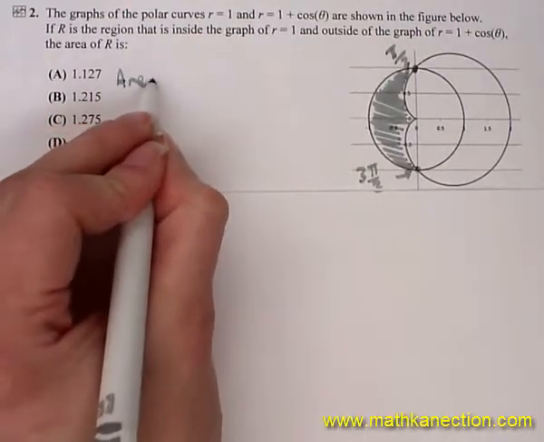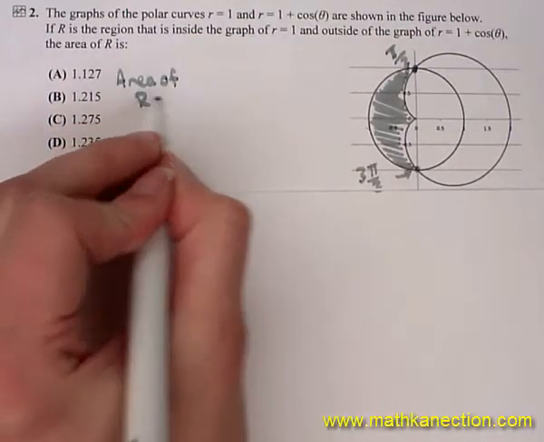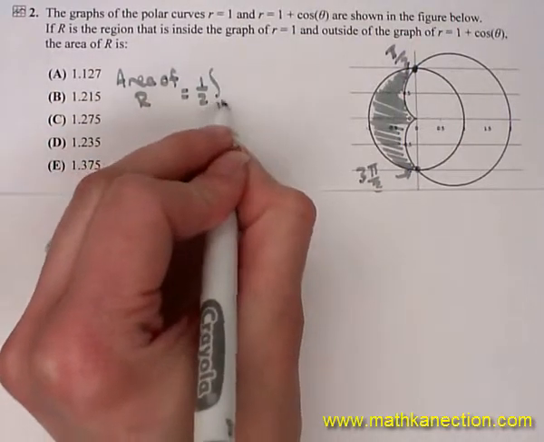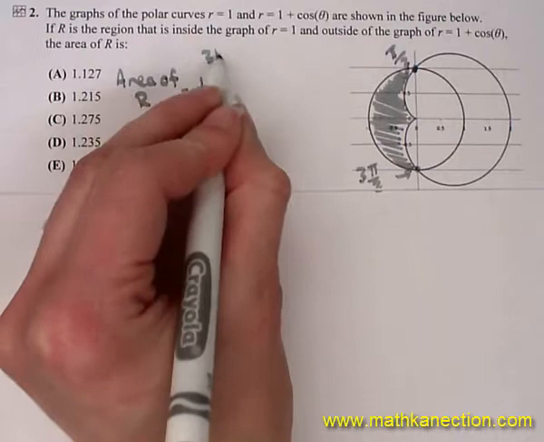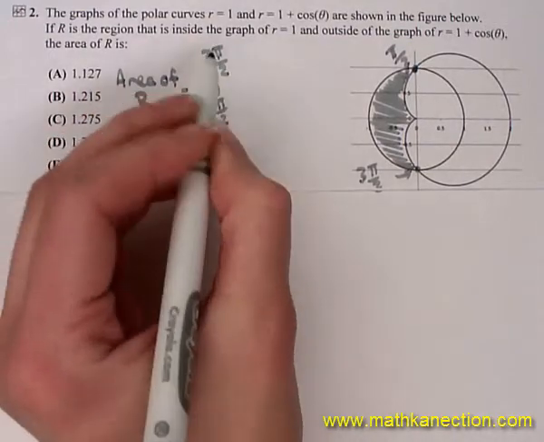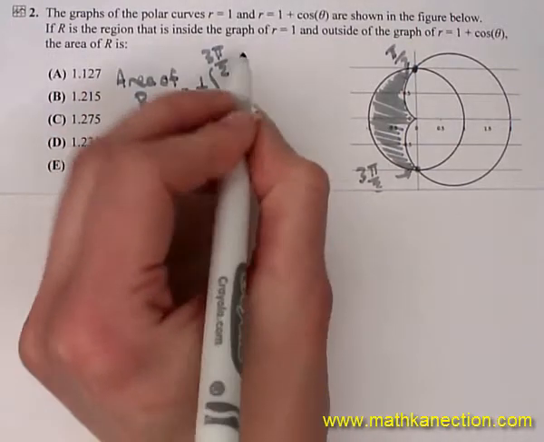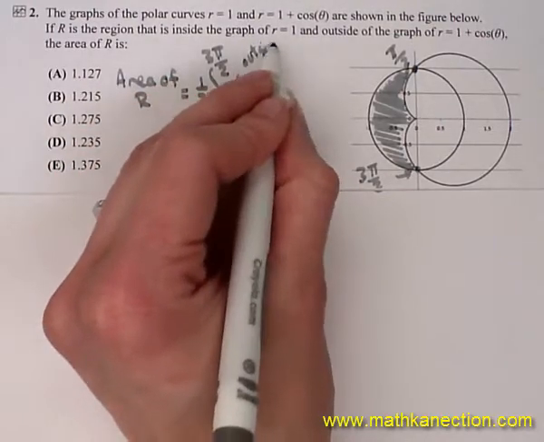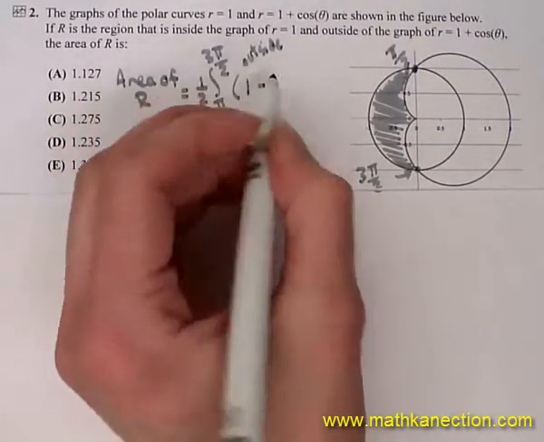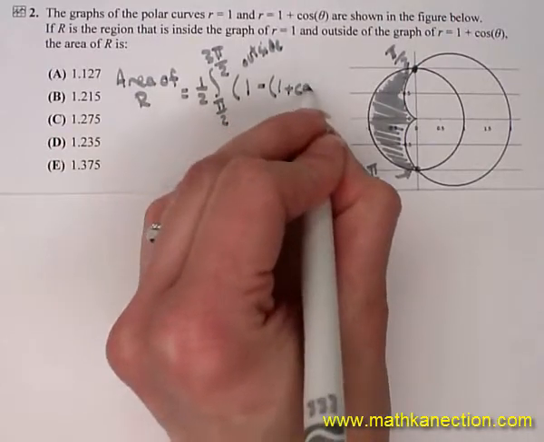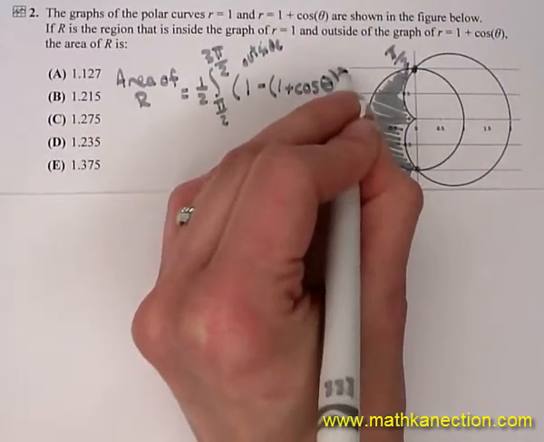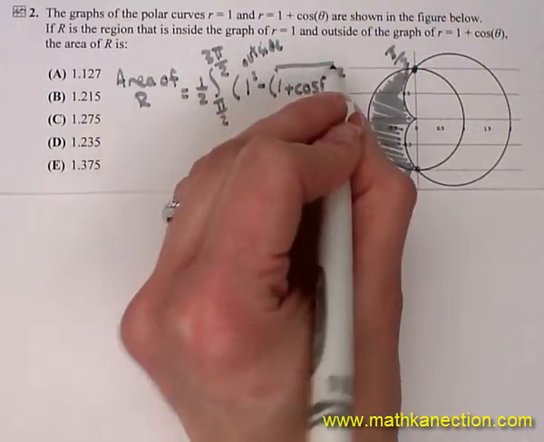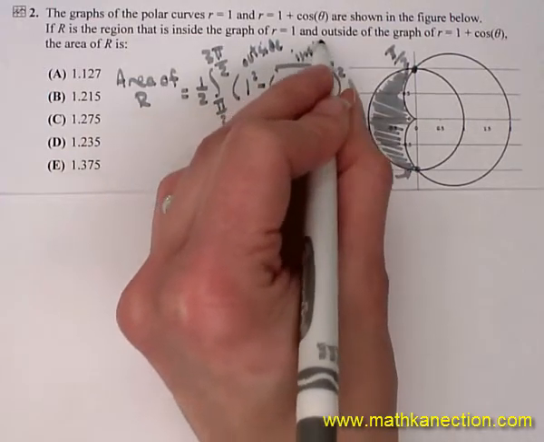So the area of R is equal to the integral of 1/2 from pi over 2 to 3 pi over 2. The outside polar curve, which is 1, so that gets squared, minus the inside polar curve, which is 1 plus cosine of theta, and that also gets squared. So you're taking your outside polar radius minus your inside polar radius.